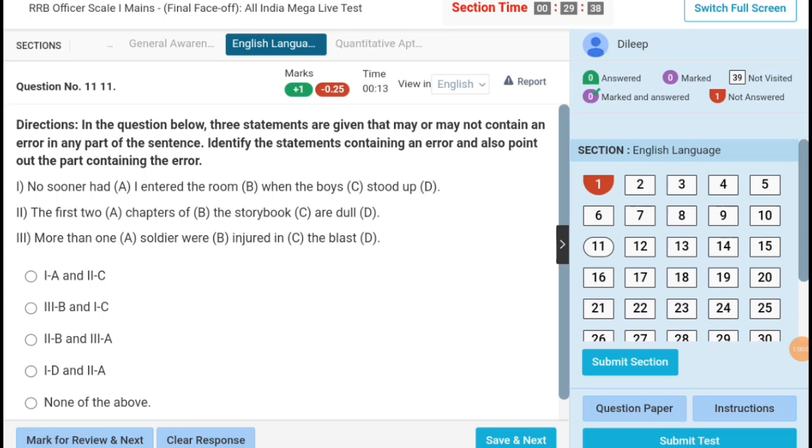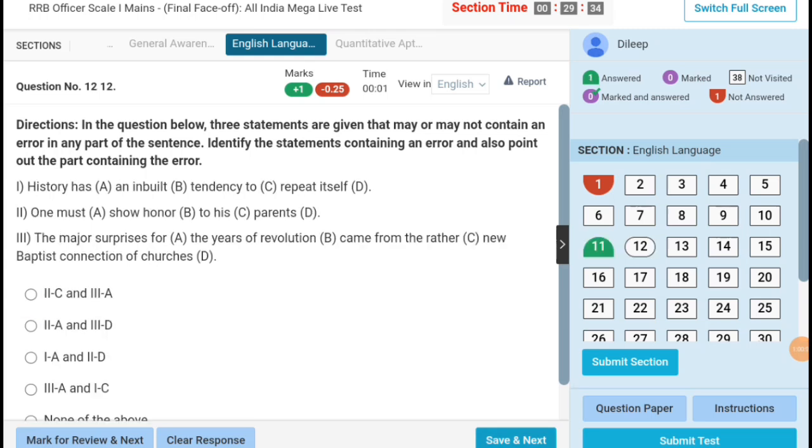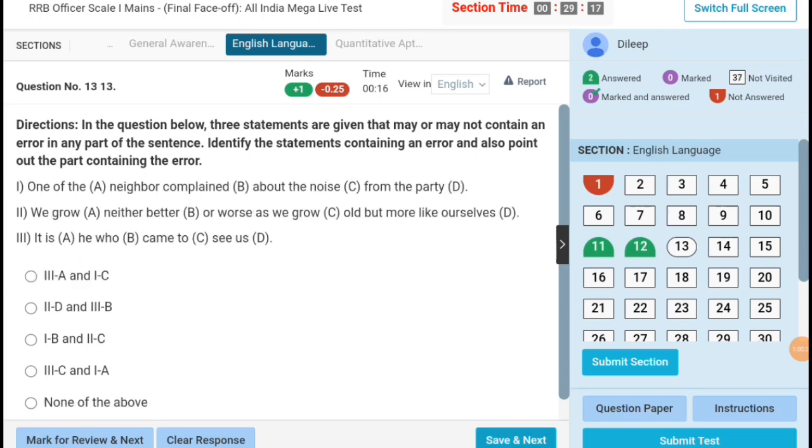1C 3B. History has an inbuilt tendency to repeat itself. One must show honor to his parents. I think 2C 3A. One of the neighbors complained about the noise from the party. We grow neither butter nor so, 2C.